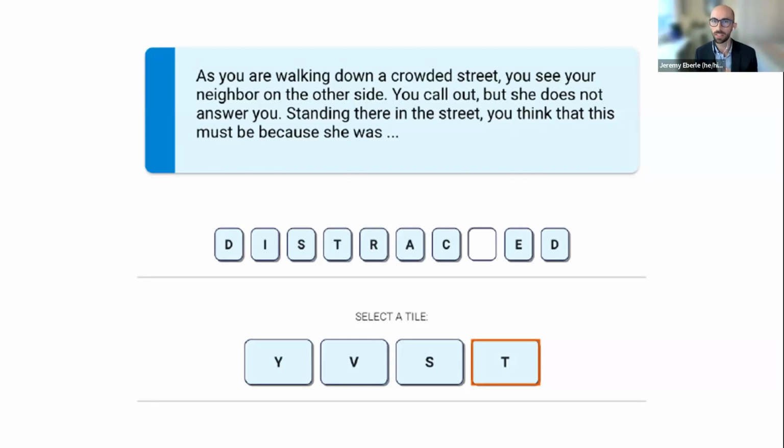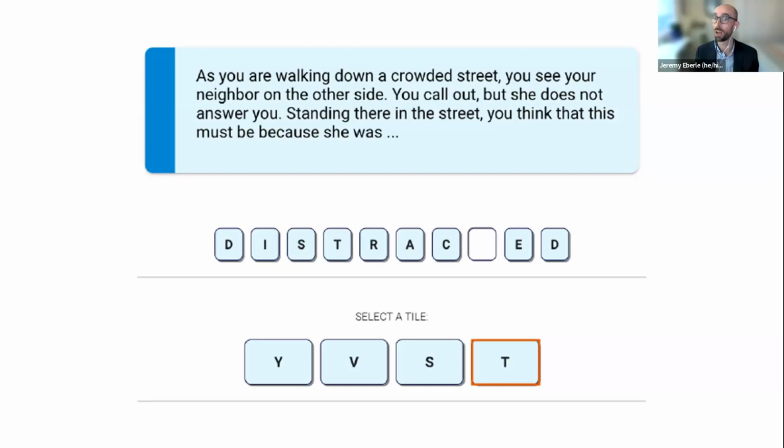It says, as you're walking down a crowded street, you see your neighbor on the other side. You call out, but she does not answer you. Standing there in the street, you think that this must be because she was. And so up to this point, everything is ambiguous. We don't know, does she hate you? She doesn't want to say hi, or what's going on?